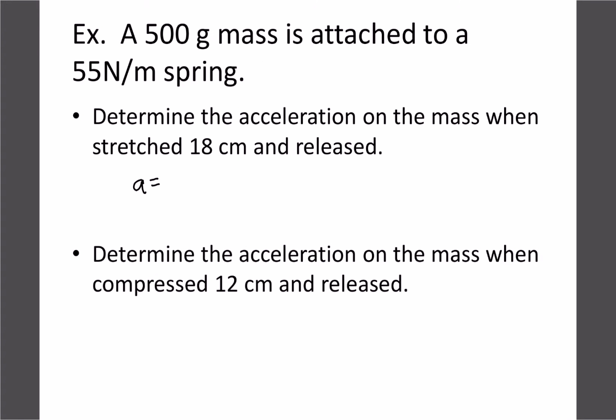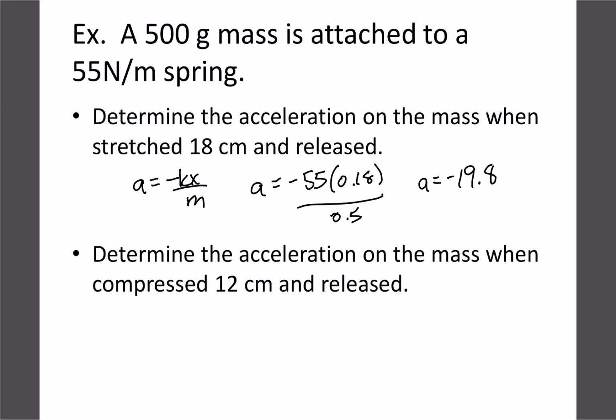So let's do a quick calculation. In this case the k value is 55, they tell us, and our x is 18 centimeters, so put that in as meters, and our mass is 500 grams, let's put that in as kilograms, and multiply that out. So 55 times 0.18 divided by 0.5 gives us an acceleration of negative 19.8. So pretty big number. Let me try that again. That seems a little bit off. Yeah, well, that's right, 19.8. So we have an acceleration of 19.8 meters per second squared.